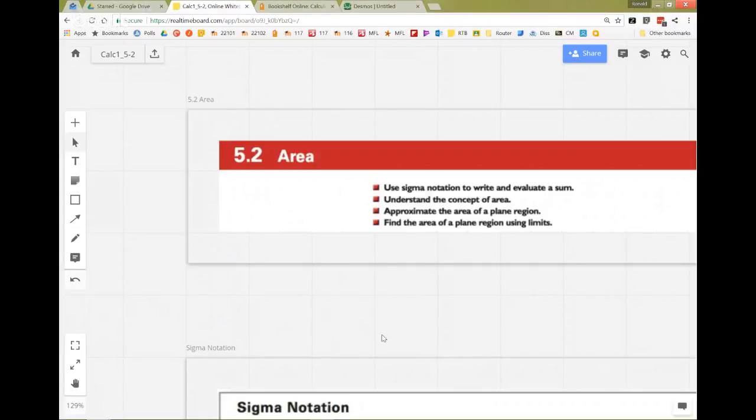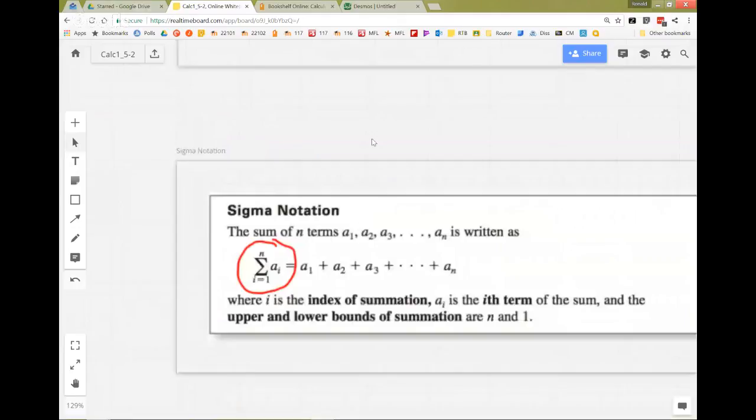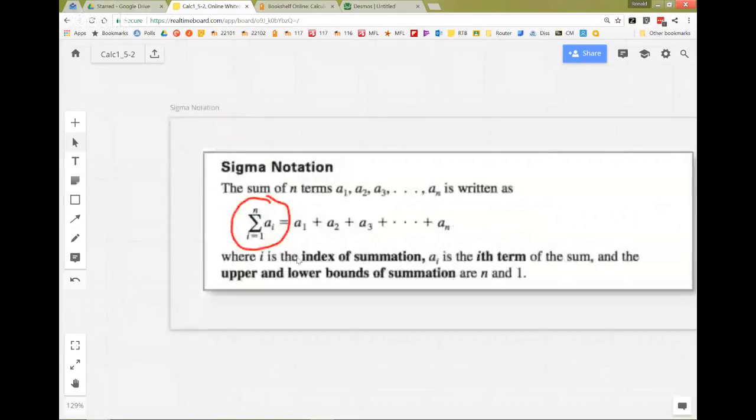It basically right here, it's that Greek capital S. And the name of Greek capital S is sigma. And sigma, because it begins with an S, basically it stands for sum. So it's a sum notation. As you can see, it's index of sum.